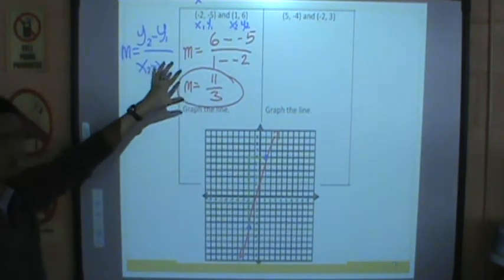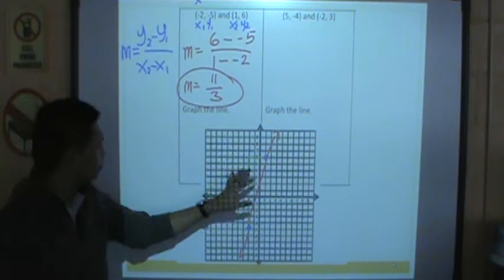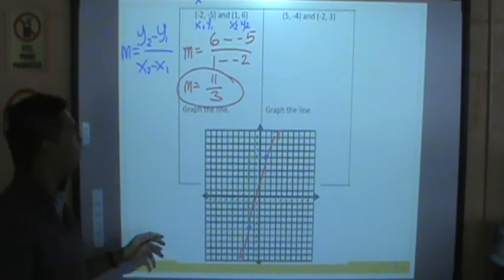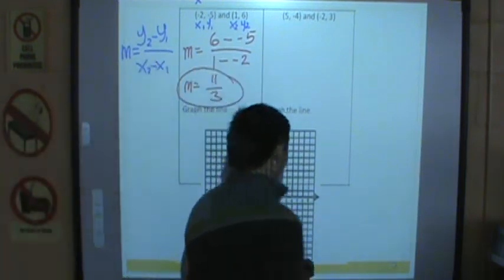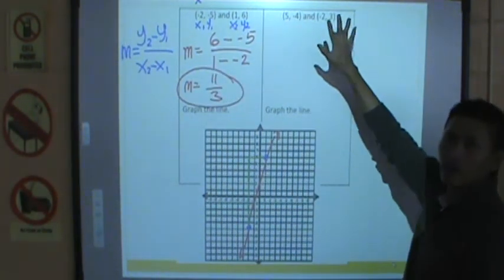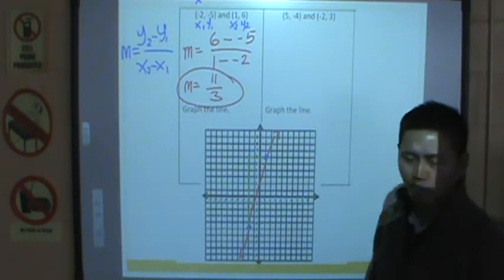And your slope is 11/3. Now you can do this if you don't want to graph, plot your points, and then graph your line. So you have the formula to solve for the slope. Now, how about this? I need you to try this one now on your own.